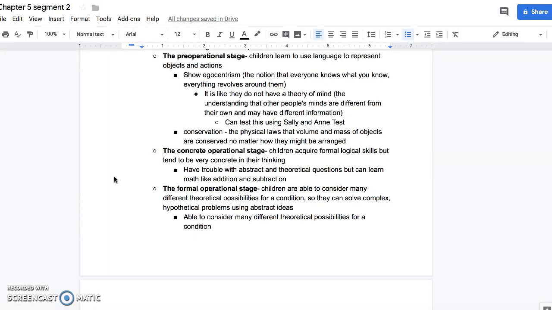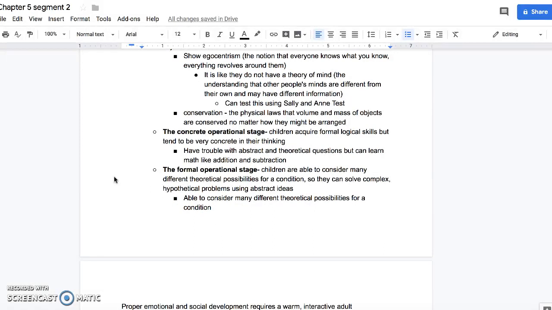Now, the last stage of Piaget's cognitive development is the formal operational stage, and this starts at about age 11. And this is where children are able to consider many different theoretical possibilities for a condition so they can solve complex hypothetical problems using abstract ideas. In this stage, they're able to consider many different theoretical possibilities for a condition.